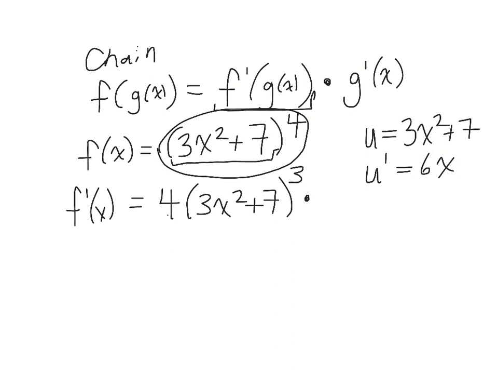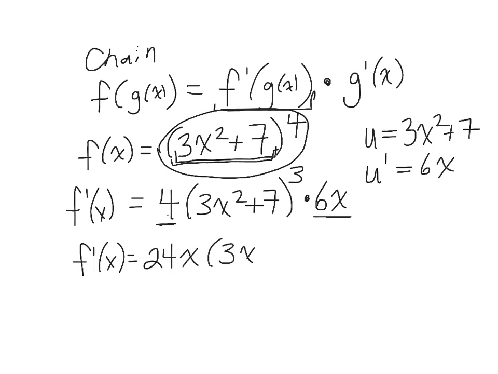And then you have to multiply by the derivative of what's in the bracket, or the embedded function, which we've determined is 6x. Okay? So here it's just a matter of simplifying. We would multiply 4 by 6x, which would give us 24x, times 3x squared plus 7, all raised to the power of 3. And that would be your derivative of that chain function.